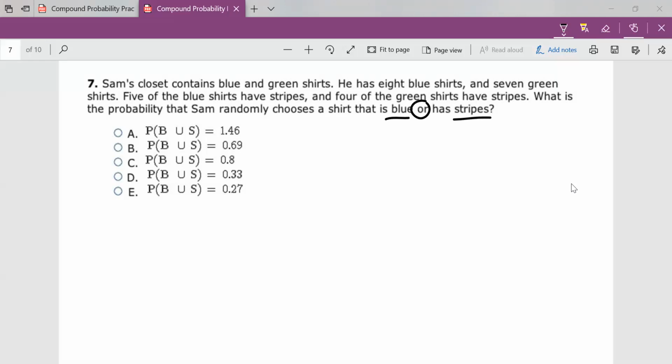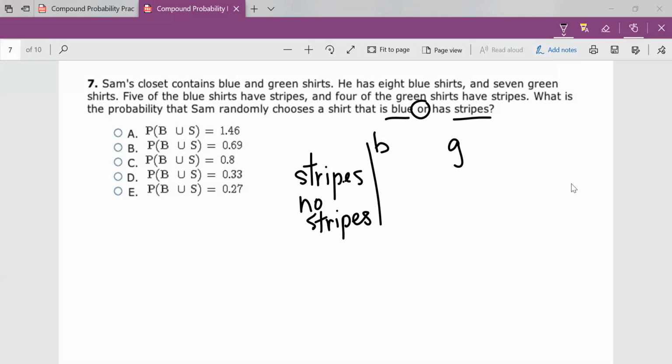A lot of info going on here. We have shirts that are blue. We have shirts that are green. We have shirts that have stripes. And we have shirts that don't have stripes. So I like to make an array for this so I can keep the data organized. So I'm going to write stripes and no stripes, and I'm just going to create that array.